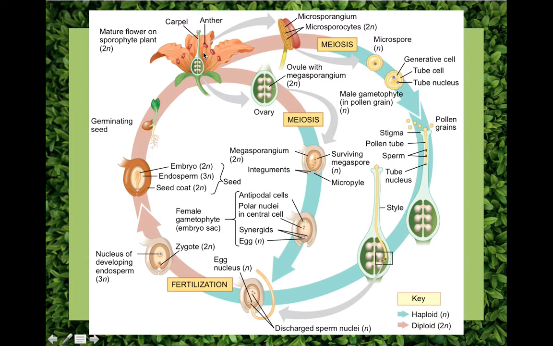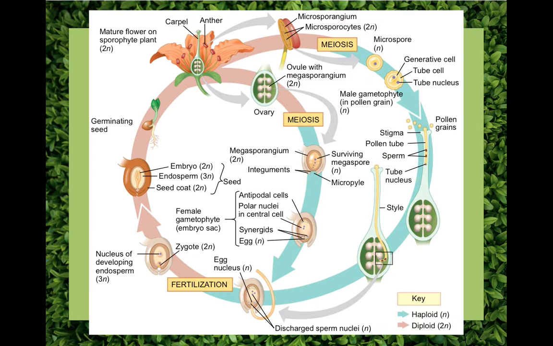So in the androecium, the anthers, we have a microsporangium, the container that is going to hold and produce the microspores. And within that microsporangium, we've got microsporocytes, or microspore mother cells, which are diploid, that are going to undergo meiosis to form the microspores. So here are the microspores.